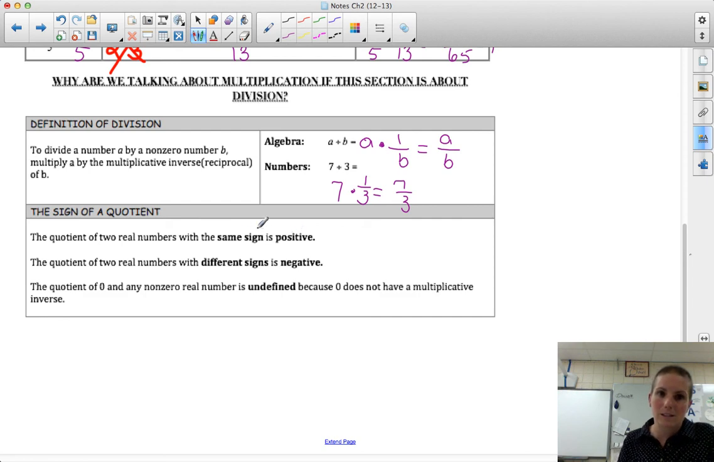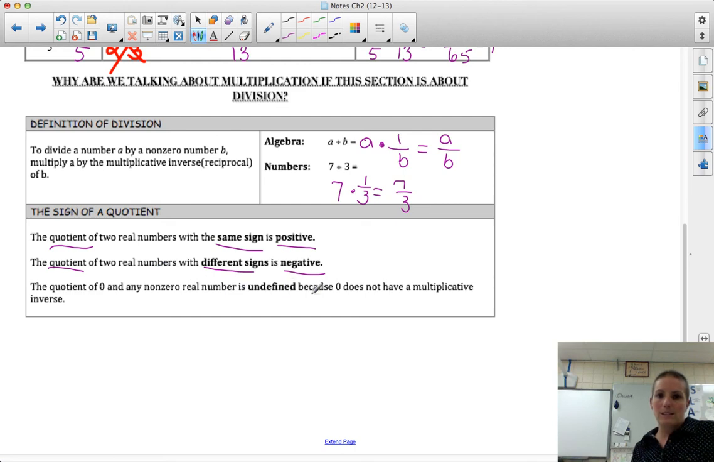The last piece there is about the sign of a quotient. Remember that because division really is multiplying by the reciprocal, we follow the same rules as multiplication. So quotient is that division word, and if I have same signs, my quotient is going to be positive. A quotient with different signs is going to give me a negative result.